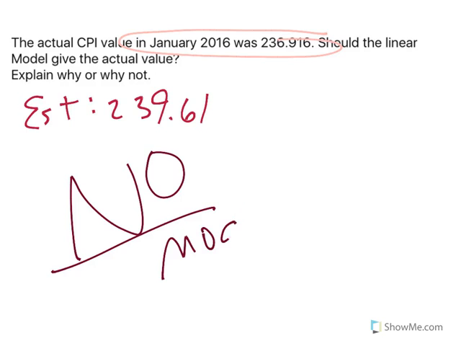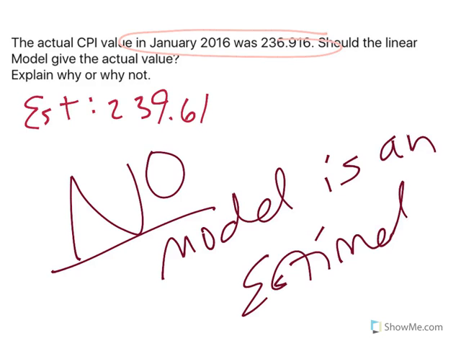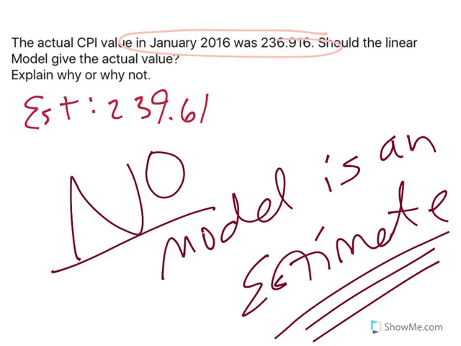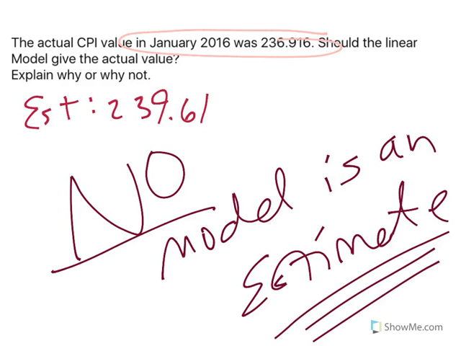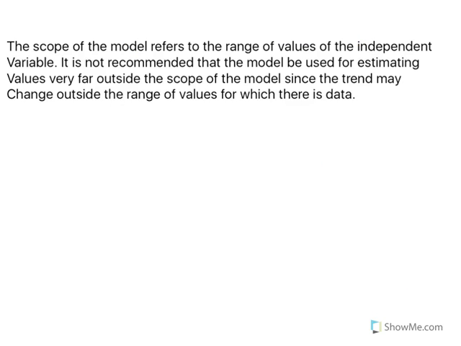No. The model is an estimate. That's one thing you have to remember. The model is simply an estimate. I mean, look at the picture. You can see the data goes super up and then down and up and down. It's not going to be accurate. Should you be in the ballpark? Well, yeah, it should be close. If you're not close, then you have bad data to approximate. So you should be in the ballpark, but no, it's not going to give you the actual value.